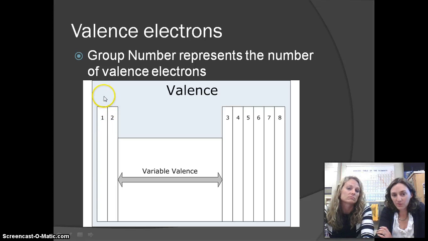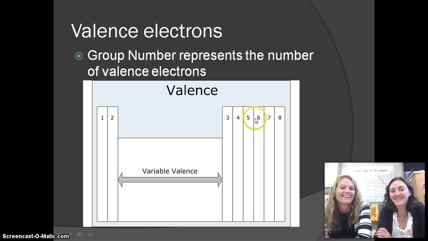So that's the one that starts with hydrogen. The one that starts with beryllium is group 2. They have 2 valence electrons. Boron has 3. Carbon has 4. Nitrogen has 5. Oxygen has 6. Fluorine has 7. And your noble gases are going to have 8.